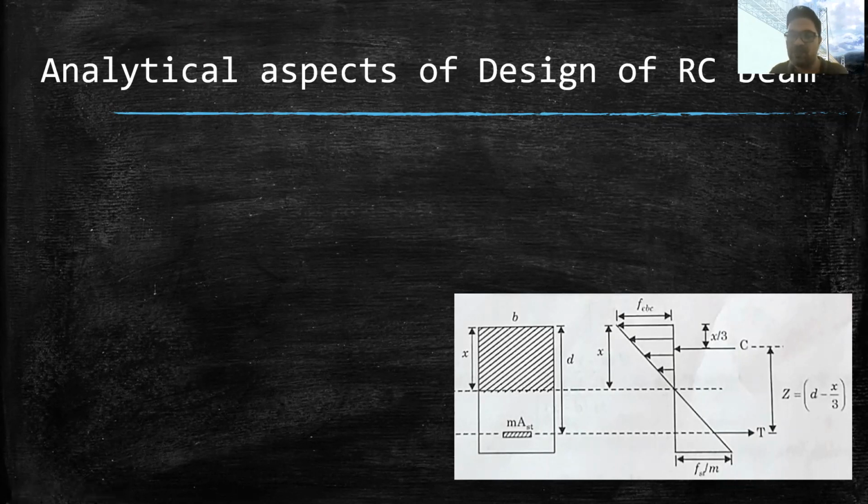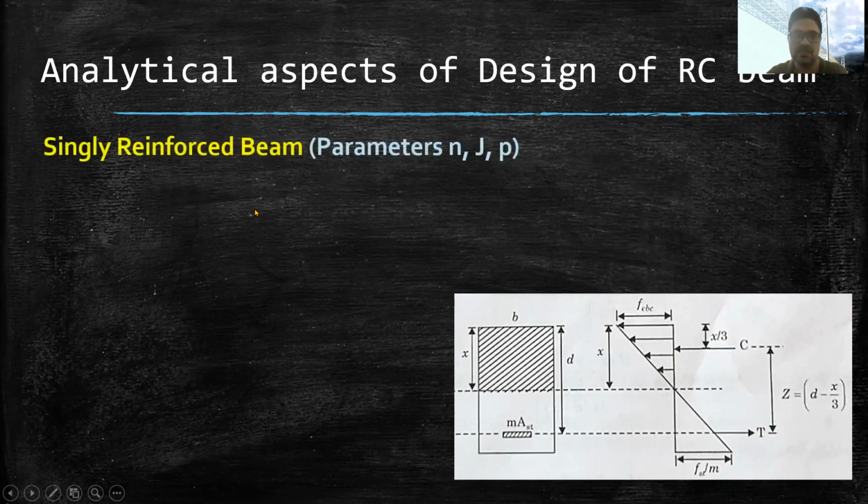In the previous part, we have seen how to find the stress by using two methods. Now in this part, we are going to discuss some other constants like parameters n, j and p. So we will try to understand them: what is this and how do we find out their value?